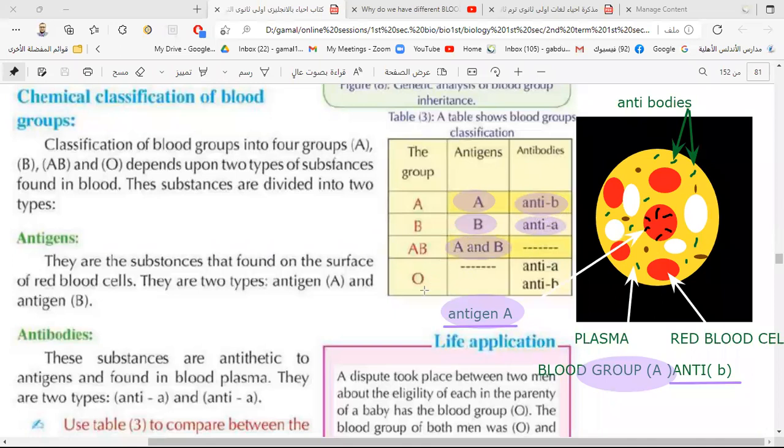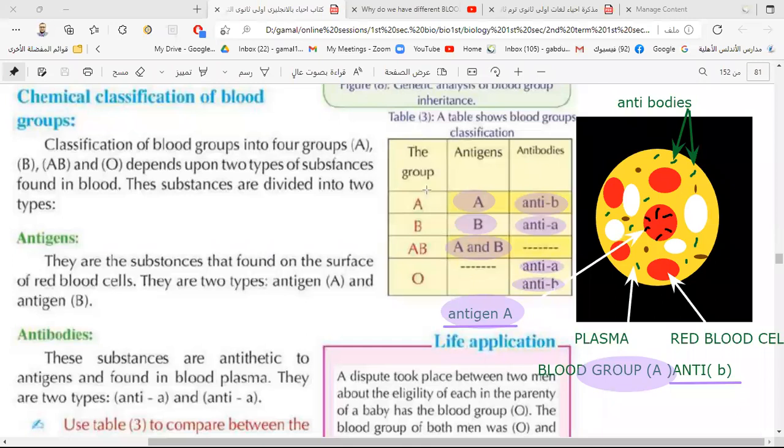And the person who has blood group O has antibodies A and B, the two types of antibodies, and doesn't have any antigens on the red blood cells. So these are the differences between the four blood groups according to the type of antigens and the antibodies.